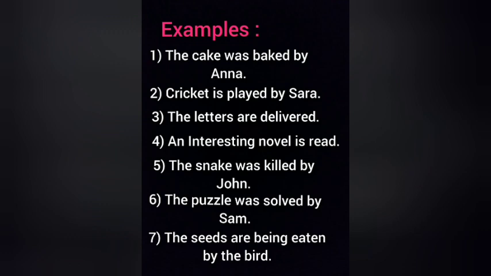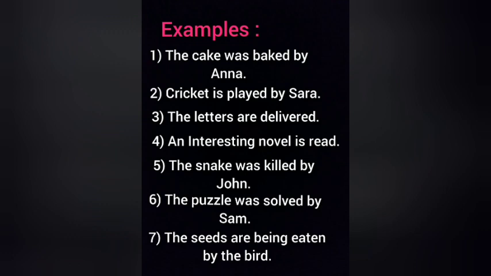Now the fourth one is an interesting novel is read. In active voice it comes as I read an interesting novel. Here it could also come as an interesting novel is read by me, but here it didn't come that way because it is the rule. So it will come as an interesting novel is read.